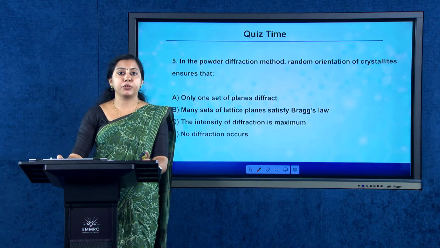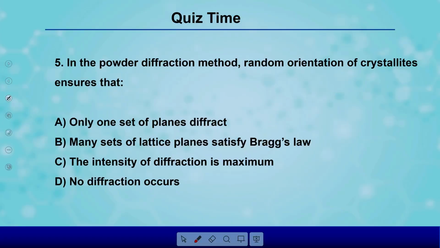Move on to the fifth question. In the powder diffraction method, random orientation of crystallites ensures that option A, only one set of planes diffract, option B, many sets of lattice planes satisfy Bragg's law, option C, the intensity of diffraction is maximum, option D, no diffraction occurs.